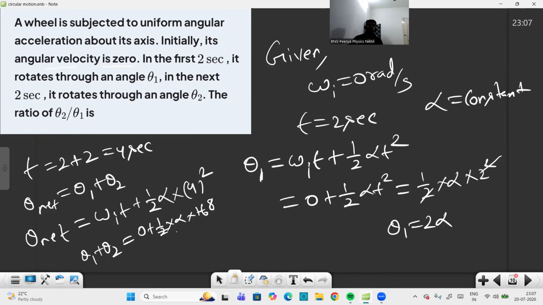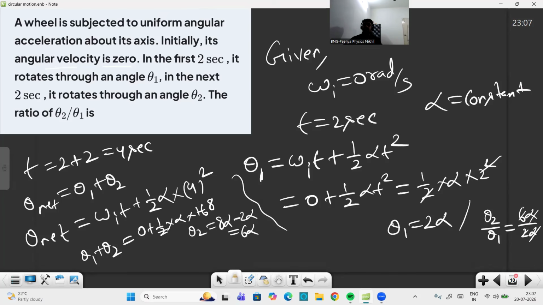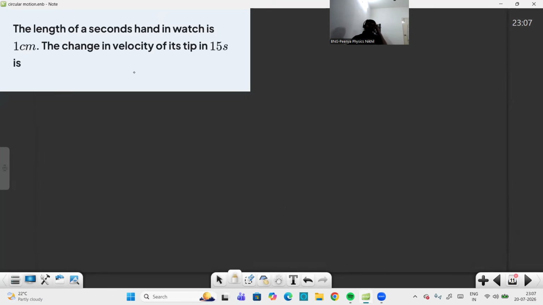Theta 1 already we know, 2 alpha, that means theta 2 is 8 alpha minus 2 alpha. It is 6 alpha. So theta 2 is 6 alpha, theta 1 is 2 alpha. We have to find theta 2 by theta 1. So finally we will get the answer. It is 6 alpha divided by 2 alpha. Alpha cancels. It is 3. So answer will be 3. This is your answer. Correct? I hope all of you understood this. Now next question is the length of the second hand in a watch is 1 centimeter. The change in velocity in the tip is 15 seconds.